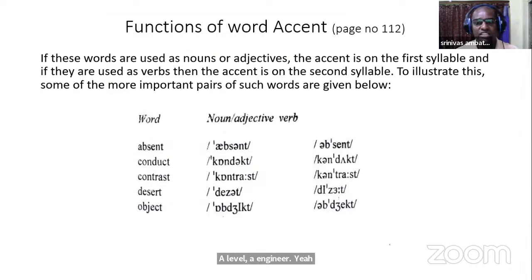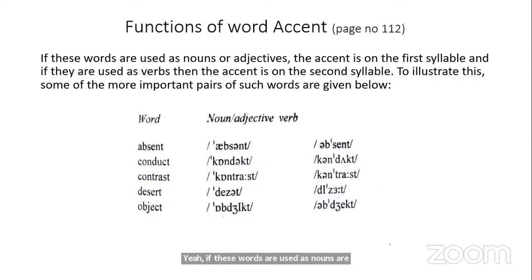Now we have functions of word accent. You can check page number 112. You can make a note of it. Can anyone read the first three lines quickly? If these words are used as nouns or adjectives, the accent is on the first syllable, and if they are used as verbs, then the accent is on the second syllable. To illustrate this, some of the more important pairs of such words are given below.